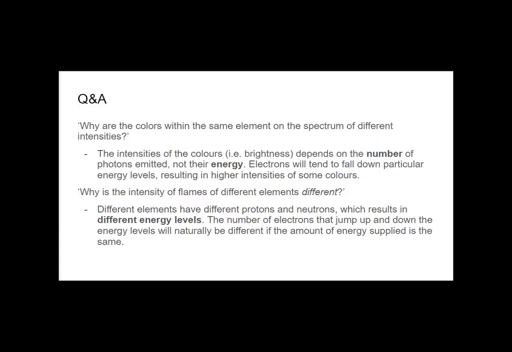Another question was asked regarding why the intensity of flames between elements is different. Different elements have different quantities of protons and neutrons, which results in different energy levels between subshells. The number of electrons that jump up and down the energy levels would naturally be different if the amount of energy supplied is the same.